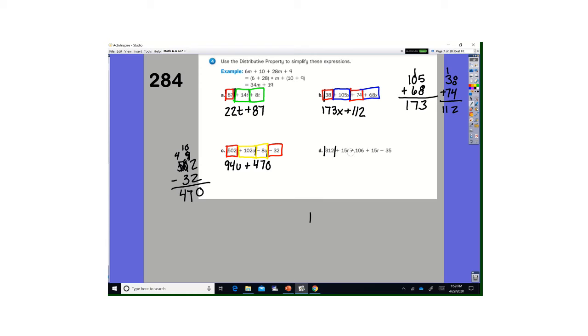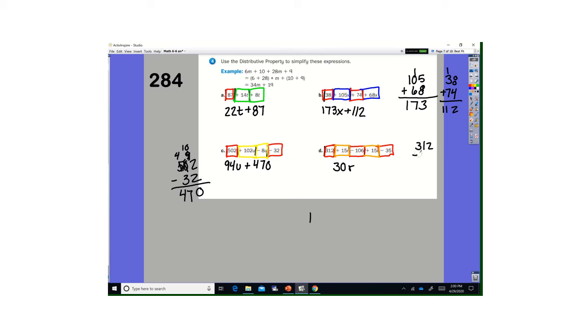Letter D, try and do this one on your own and then check to make sure that you're doing it correctly. So I'm going to have my regular numbers be red. I'm going to have my other numbers be orange, my R. So we have 15R plus 15R. And notice how I'm always putting the variables first. That is the proper way to do that. So get in the habit of that.